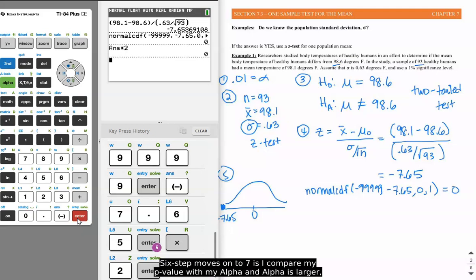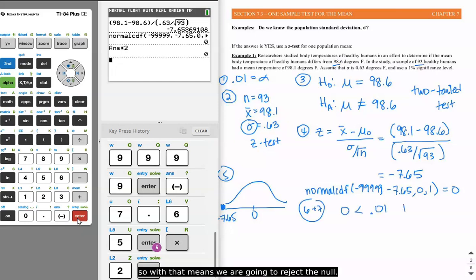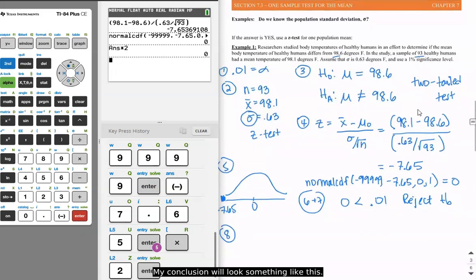So sixth step, 6 and sort of 7, is I compare my p-value with my alpha. And alpha is larger, so that means we are going to reject the null. And so my last step is to write my conclusion. So my conclusion will look something like this.